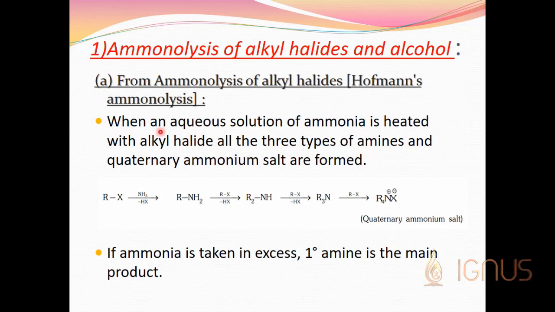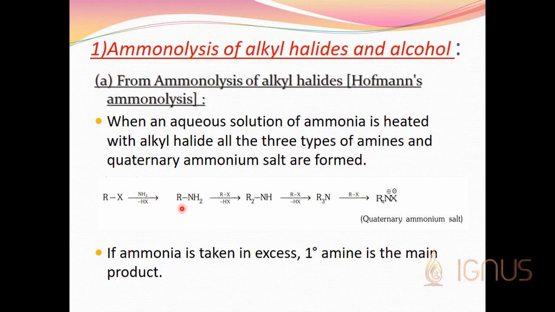You have to take an aqueous solution of ammonia, and to that you have to add alkyl halide. We usually represent alkyl halide as RX. When we add ammonia to the alkyl halide, since ammonia has a lone pair, it will act as a nucleophile. It will directly attack this R and expel this X. Hence you will get RNH2 with the liberation of HX.